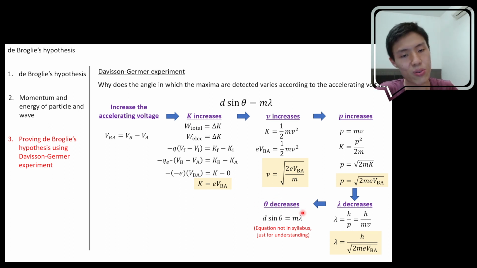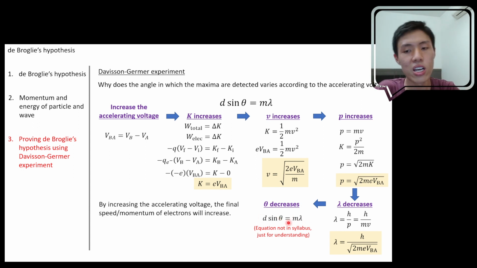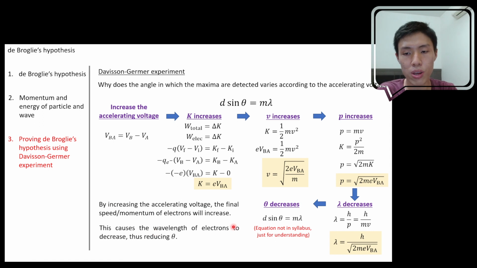Okay, this equation again is not in the syllabus for this particular chapter. For chapter 7, this equation is relevant, but for chapter 8, it is not required. Just know it for the concept. Now we can make a conclusion. Increasing the accelerating voltage causes the final speed or momentum of the electrons to increase. This increase in momentum causes the wavelength to decrease, and this decrease in wavelength causes theta to be smaller.